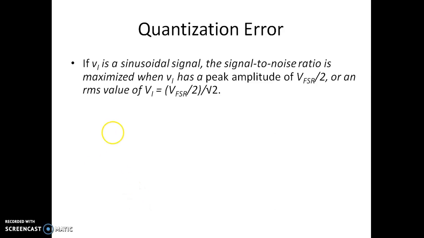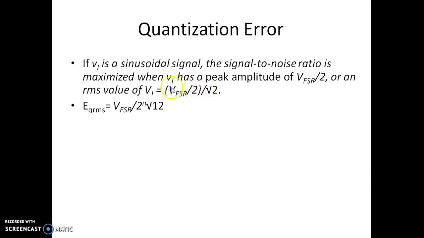If the input voltage is a sinusoidal signal, we can find the signal to noise ratio by taking an input voltage whose peak amplitude is VFSR by 2. When the input sine wave has peak amplitude VFSR by 2, we can write its RMS as VFSR by 2 divided by root 2, because this is the peak voltage. So peak by root 2 happens to be the RMS. So the input RMS is given by the peak, which is VFSR by 2, divided by root 2.